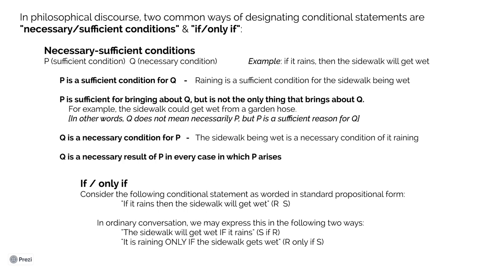Now we have to be careful to lock onto the language of "if" and the language of "only if." Consider the following conditional statement as worded in a standard propositional form. Let R stand for "it rains." Let S stand for "the sidewalk gets wet." If it rains, if R, then the sidewalk will get wet, then S. So R right arrow S. Now, in our ordinary conversation, this might show up in two ways. The sidewalk will get wet if it rains. Or it is raining only if the sidewalk gets wet. So in one case, we have S if R, or R leads to S, or if R then S. But in the other case, we have R only if S, and we have to treat that a little differently.